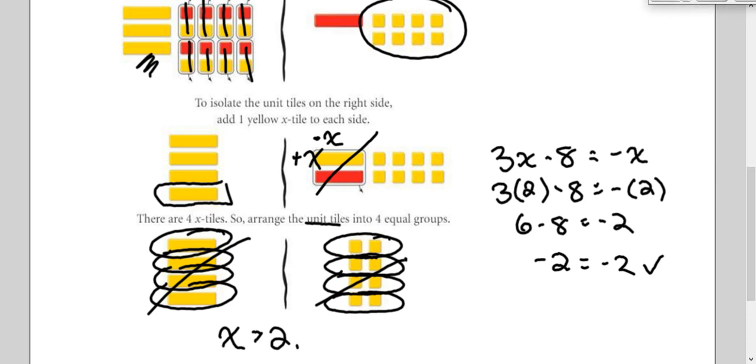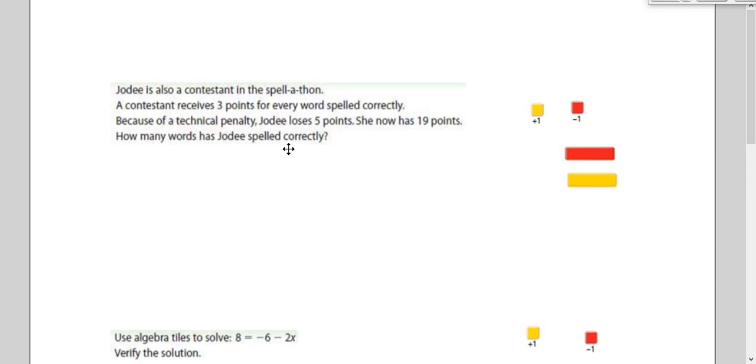So I forgot that we had an example here, so let's do the example together. Jody is a contestant in a spellathon. A contestant receives 3 points for every word spelled correctly. Because of a technical penalty, Jody loses 5 points. She now has 19 points. How many words has Jody spelled correctly?